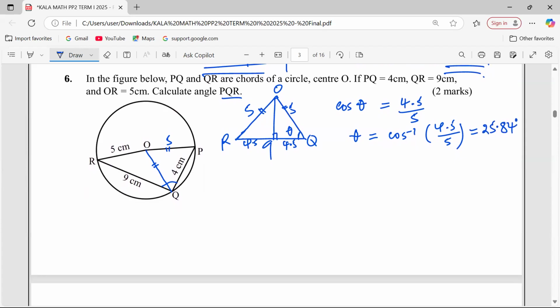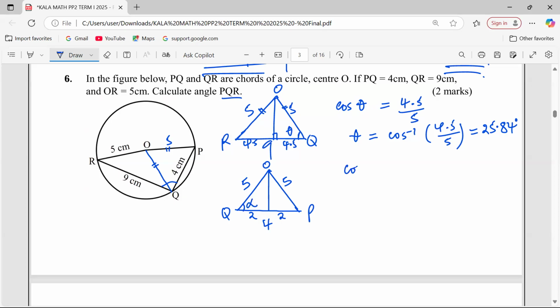What about when I go for the other angle now, which is going to be OQP? Yeah, OQP, such that these are 5s again. 5, then we have a 4 here. Such that when I split these, I shall be having 2 and 2. So we can get the angle at Q, which is alpha for this case.